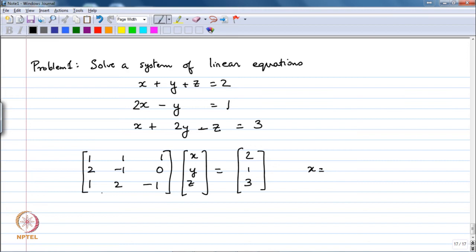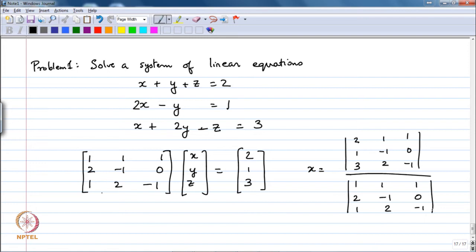Now I can write x as the determinant of 2 1 3, 1 minus 1 2, 1 0 minus 1, divided by the determinant of 1 1 1, 2 minus 1 0, 1 2 minus 1. You can easily calculate the denominator, and this will give you 8 by 8 equal to 1. Similarly, y is equal to 1 and z equal to 0. This is what you will find.